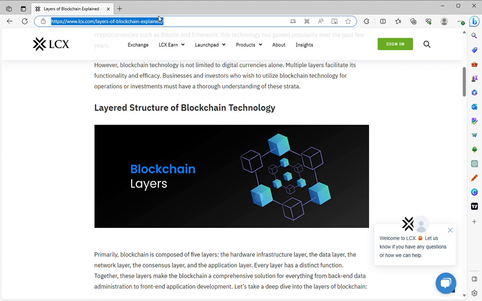A Layer 2 blockchain refers to a secondary protocol or framework built on top of a primary or Layer 1 blockchain. It is designed to enhance the scalability and functionality of the underlying blockchain network. Layer 2 solutions do not operate as standalone blockchains, but instead leverage the security and decentralization of Layer 1 blockchains while introducing additional features and scalability improvements. These solutions aim to address the limitations of Layer 1 blockchains, such as slow transaction processing times and high fees.